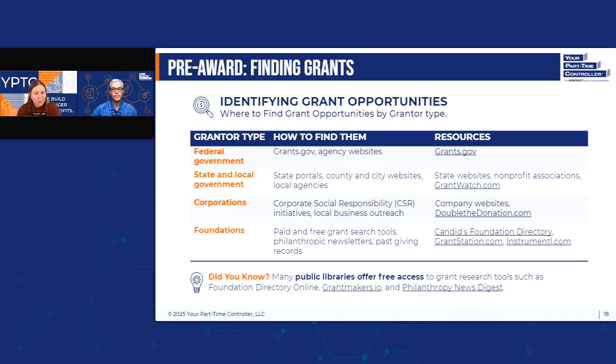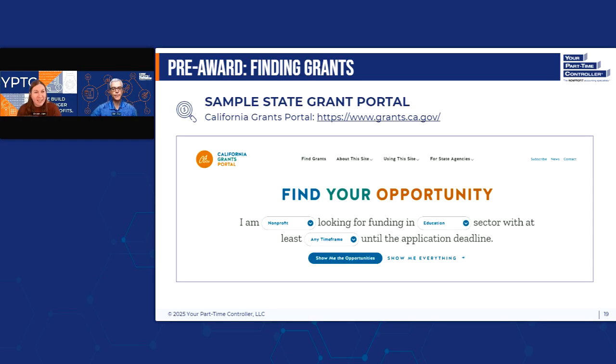And speaking of free, did you know many public libraries offer free access to grant research tools such as the Foundation Directory Online, GrantMakers.io, and Philanthropy News Digest? Here's an example, the California Grants Portal. This is a project by the California State Library. It boasts an incredibly simple and clear grant searching database. Check it out.